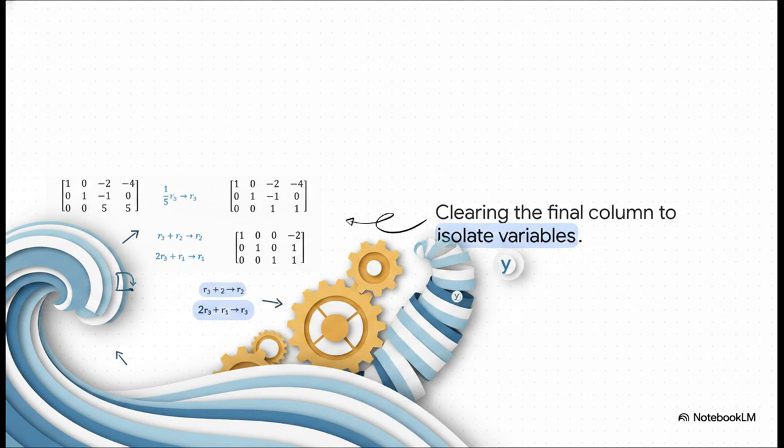Moving to the final column, our third row has a 5. We multiply by 1/5 to turn it into our final diagonal 1. And now we begin that deeply satisfying upward sweep all over again. We use that bottom 1 to zero out the numbers sitting above it in column 3. Row 3 plus row 2 cleans up the middle row. 2 times row 3 plus row 1 cleans up the top row. The messiness is just vanishing entirely.